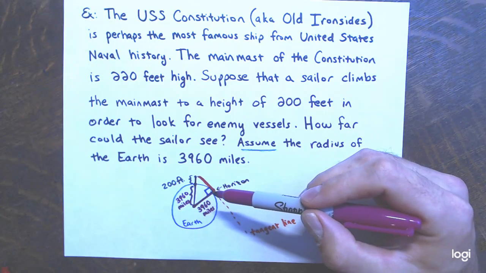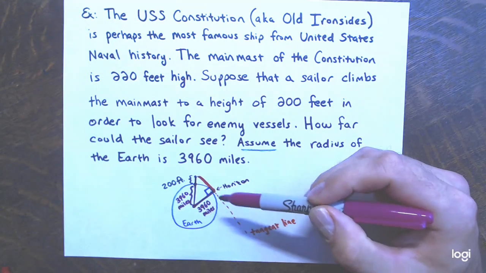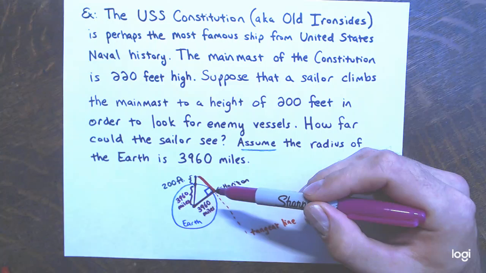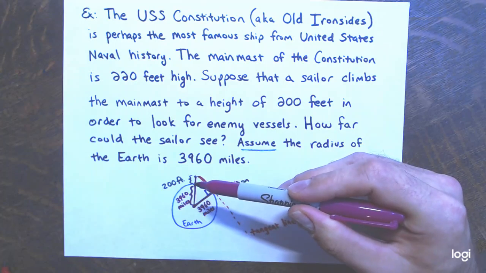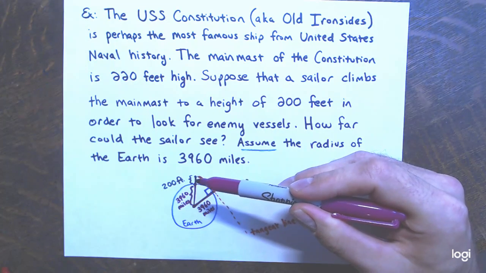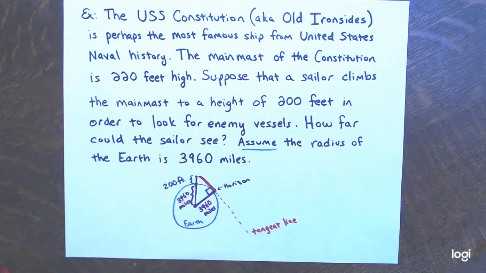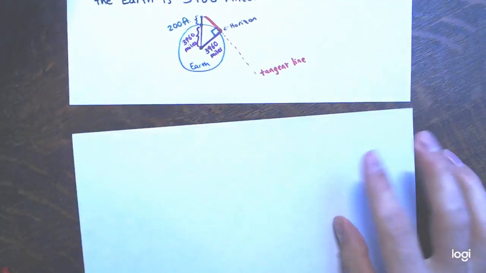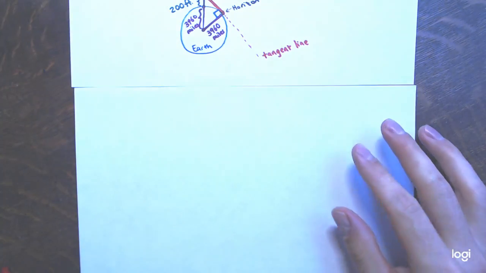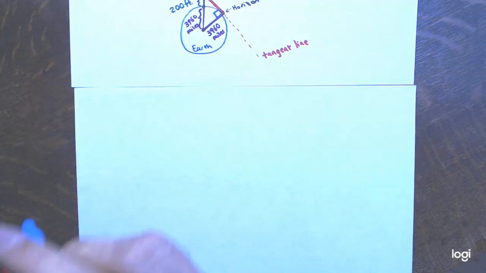There's a right angle formed by your line of sight and the radius of the Earth. And then you have the radius of the Earth directly beneath the sailor, and then that mast that the sailor is standing on, a little extra length there. You create this right triangle. So I'm going to draw that right triangle one more time, a little bigger, on the next page. I'll keep it up here. So here's the right triangle in question.